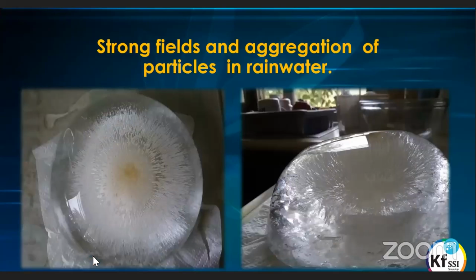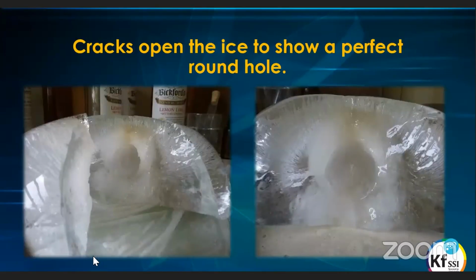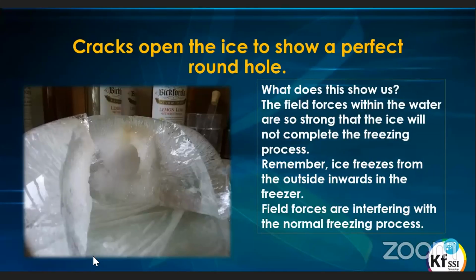for you to see. And then in this particular one, I think it had been in the freezer for at least 2 days. And then when we had broken it open, we discovered there in the middle was a perfect round hole where, even after 2 or 3 days in the freezer, it just had not frozen and just remained that hole. So that's your principal field strength there in the middle. So the field forces within the water are so strong that the ice will not complete the freezing process even after 2 to 3 days. And so it just shows you the strong field forces that we are dealing with just from a tiny little bracelet.